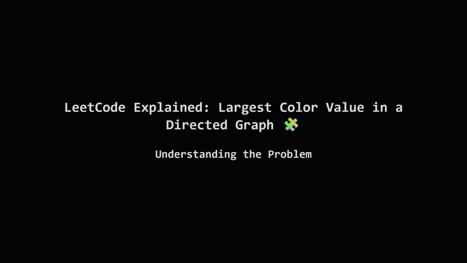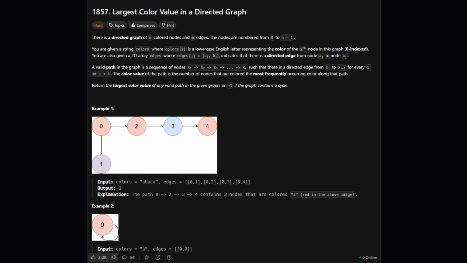Hey everyone, and welcome. Today we're diving into a Leetcode problem called largest color value in a directed graph. It sounds a bit complex with graphs and colors, but don't worry, we'll break it down step by step. Our goal is to understand the problem, and then figure out an efficient way to solve it. Ready? Let's go. So what's the challenge here?